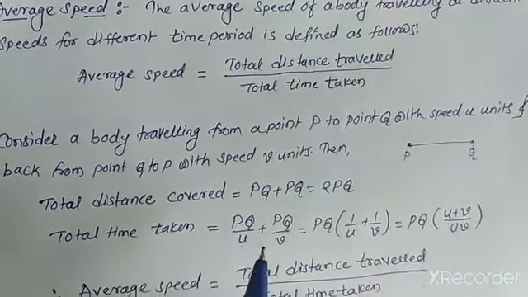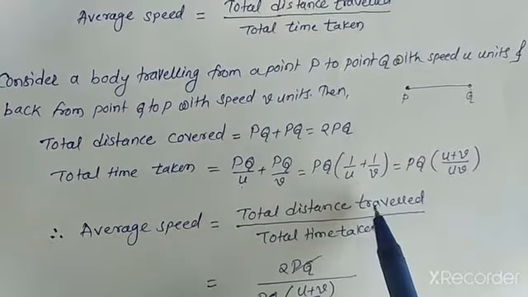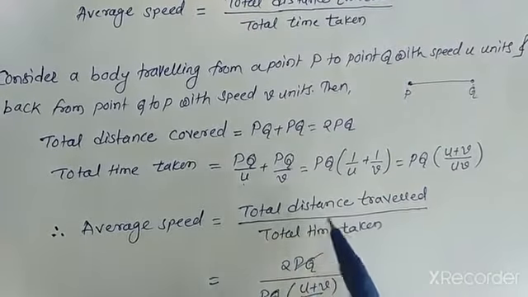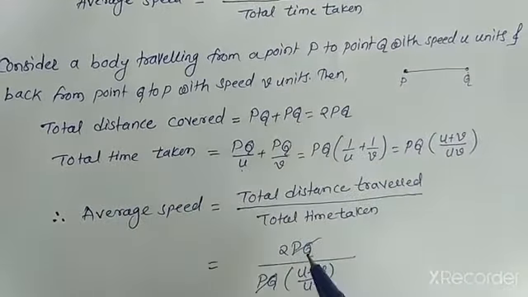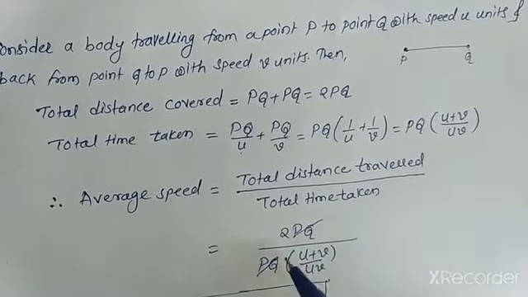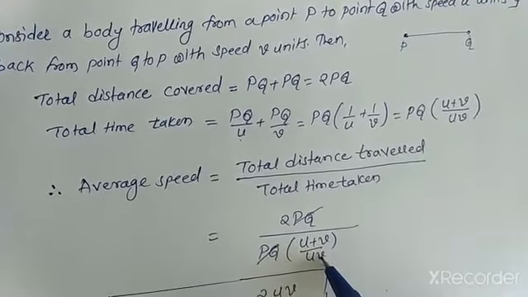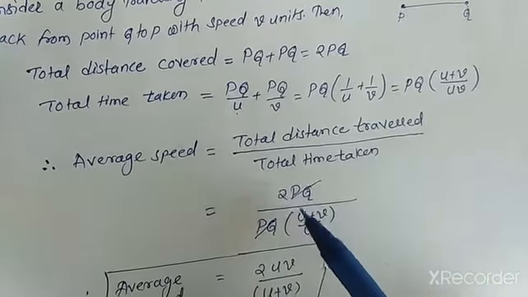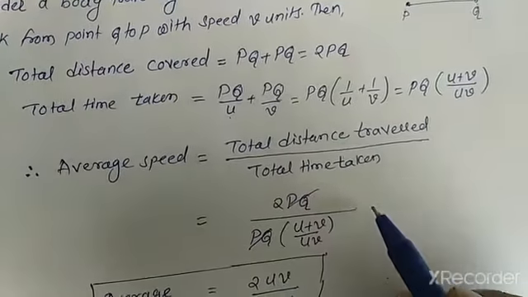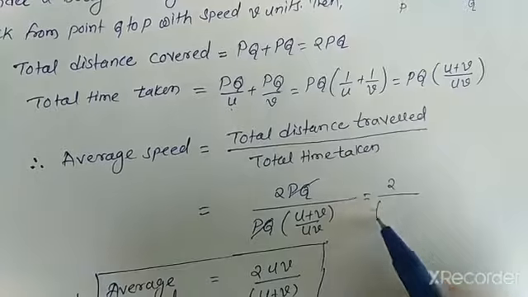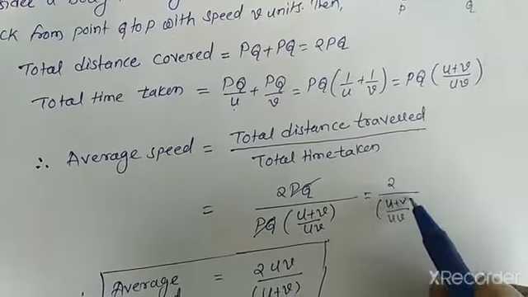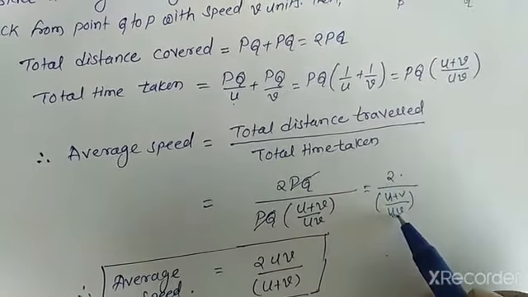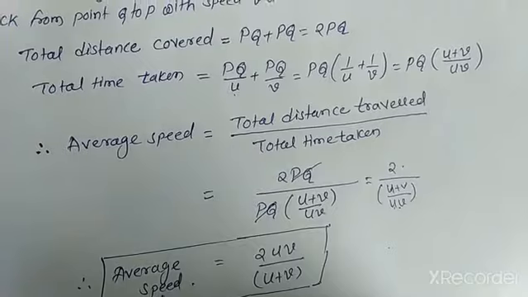Now average speed is equal to total distance covered, which is twice PQ, upon total time taken. So we put the values in this: twice PQ upon PQ into bracket u plus v upon uv. Here PQ terms are the same and will be cancelled, so it remains 2 upon u plus v upon uv. Now its reciprocal: uv is in the denominator, it goes toward the numerator, so twice uv upon u plus v is the average speed.